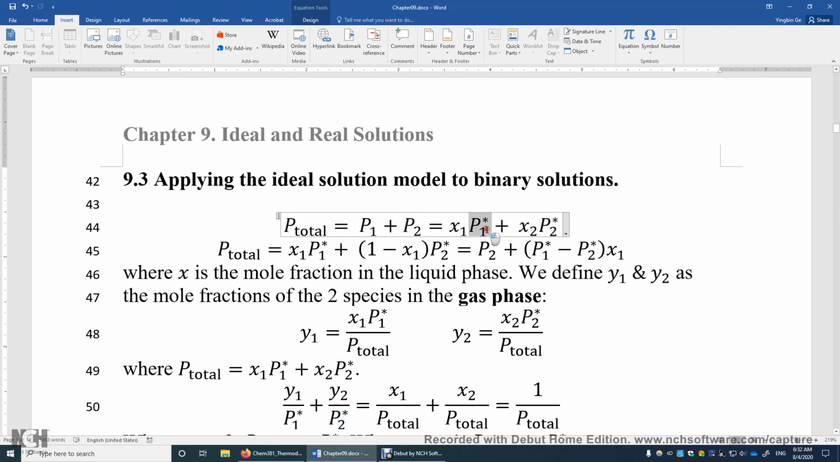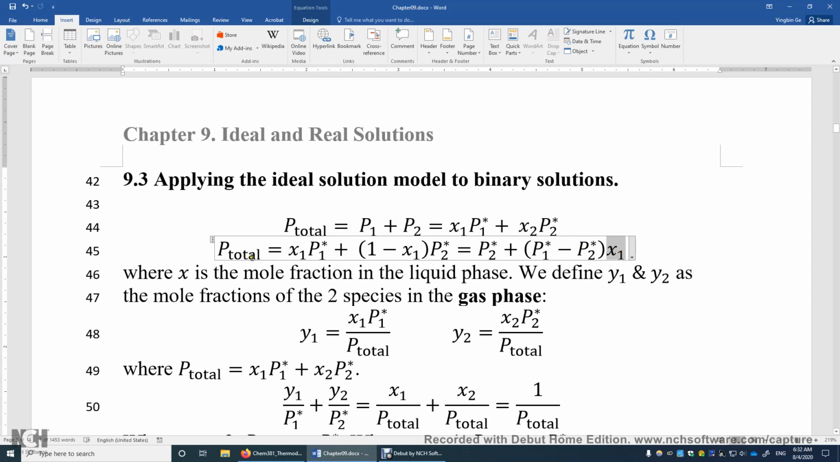P1 star is the vapor pressure of pure liquid 1, and P2 star is the vapor pressure of pure liquid 2. So we have this P total in a different expression. X2 is 1 minus X1 because it's a binary solution, so X1 plus X2 is 1. Then we can say P total is linear with X1.